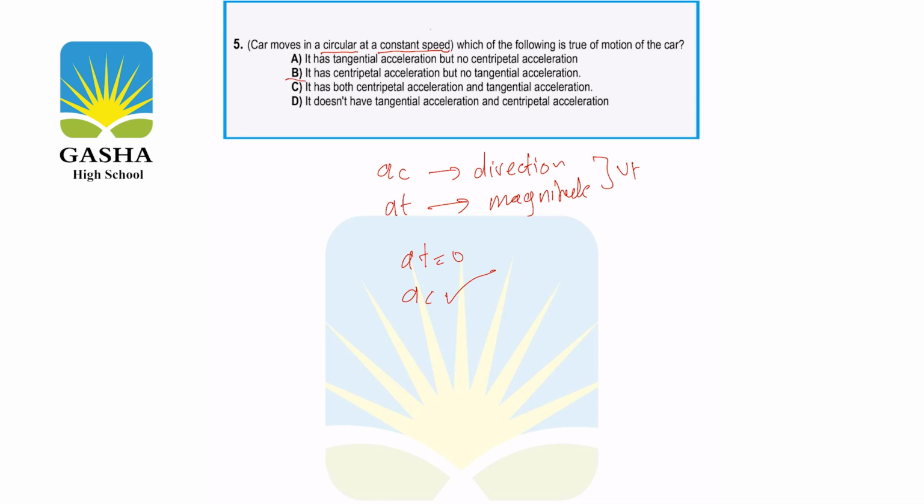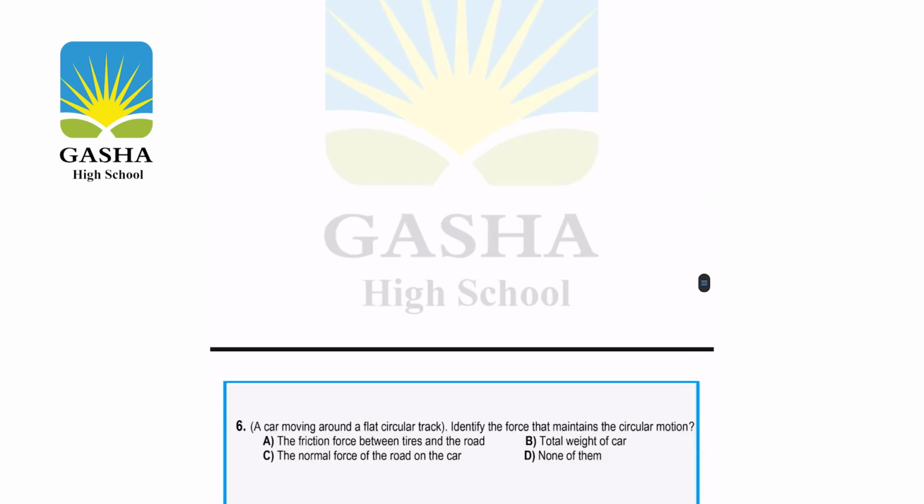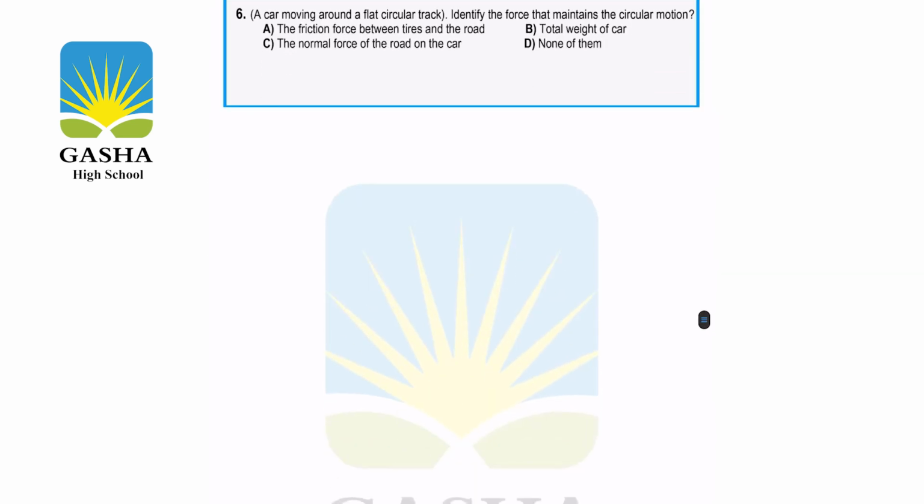So B is the correct answer. Okay, so let's move on to the next one. Again, it's from chapter 1. A car moving around a flat circular track. Identify the force that maintains the circular motion.